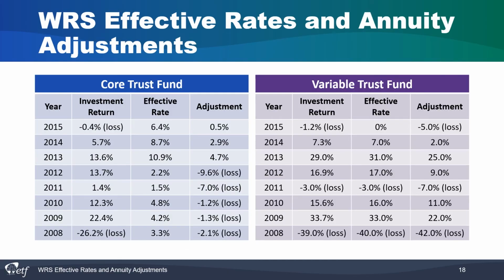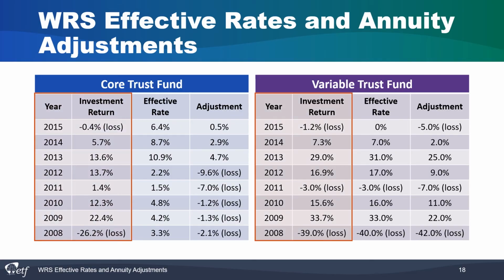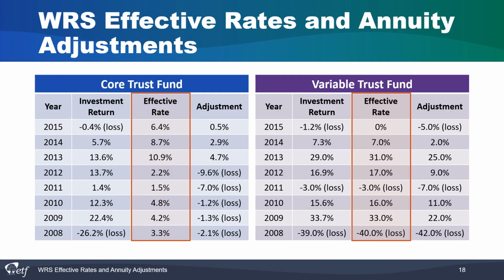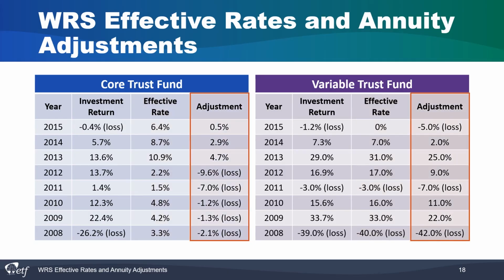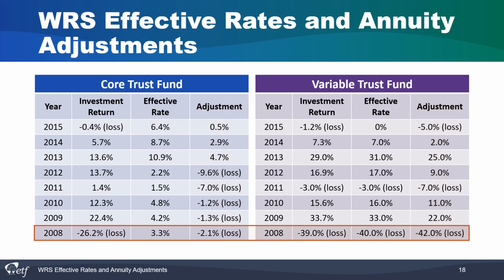Here we have some historical data for both the core and variable funds. We can see the calendar year returns on the left, the effective rate of interest in the middle, and the corresponding annuity adjustment on the right. I want to direct your attention to calendar year 2008. In 2008, there were big losses in both the core and variable funds, but the variable fund was worse when compared to the core fund.